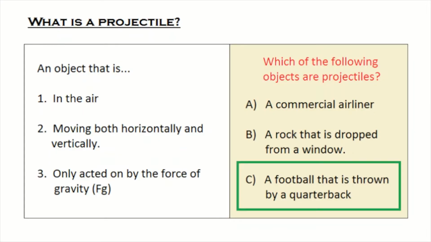A football thrown by a quarterback would be moving left and right and up and down at the same time. It'd be in the air, and the only thing affecting the ball after the throw would be the force of gravity. We don't consider air resistance for projectiles, much like we wouldn't consider it for freely falling objects.